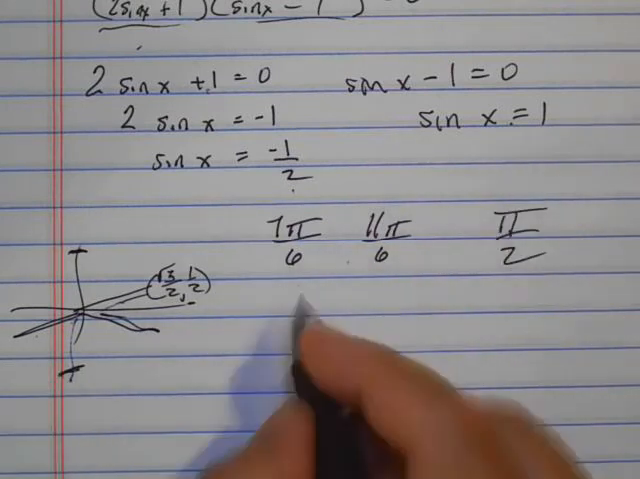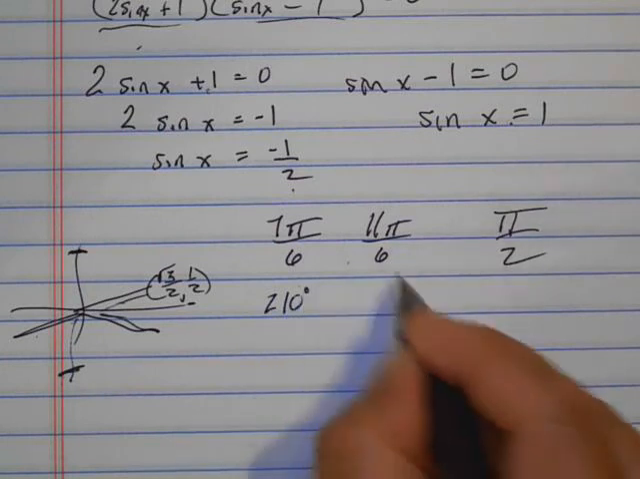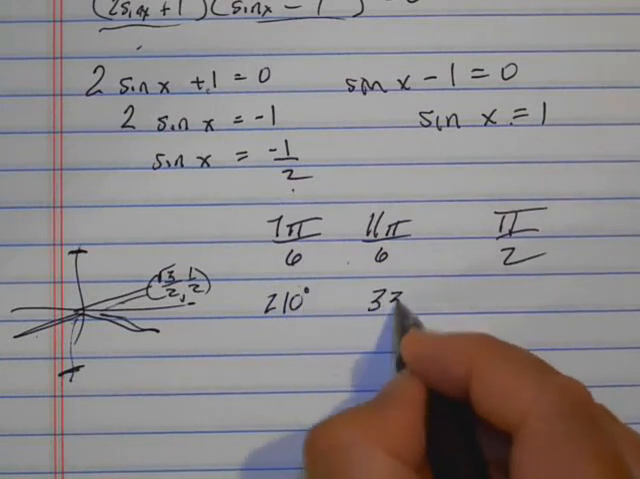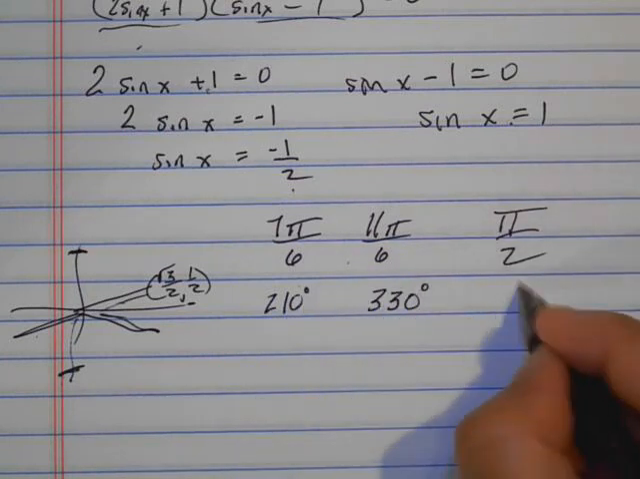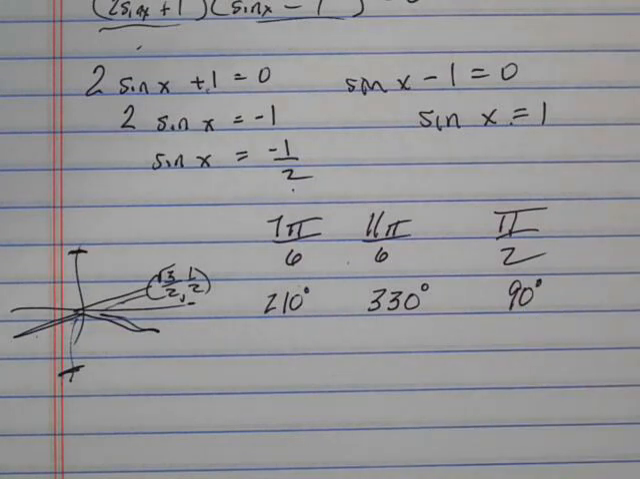7 pi over 6, which is the same as 210 degrees. 11 pi over 6, which is 330 degrees. And pi over 2, which is 90 degrees. So those would be the three angle measurements that would make that a true statement.